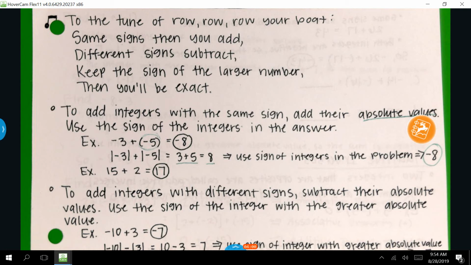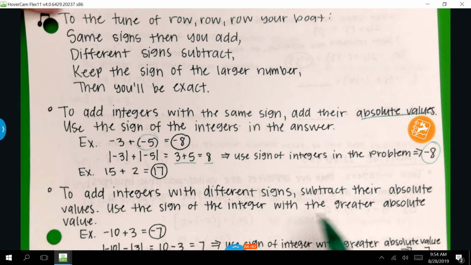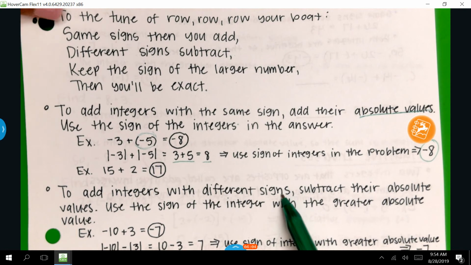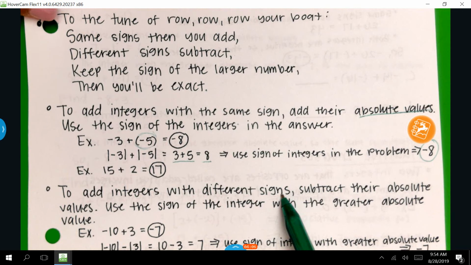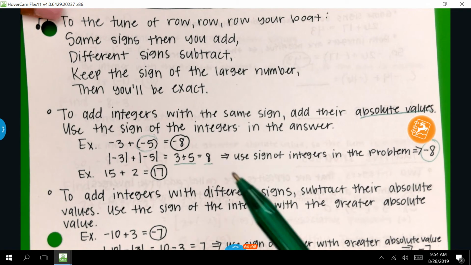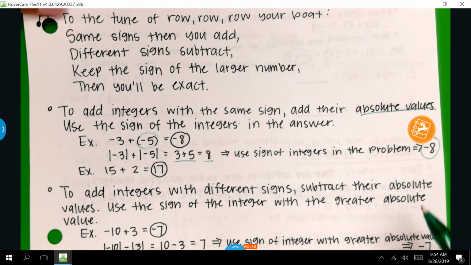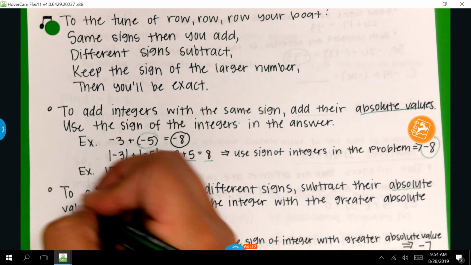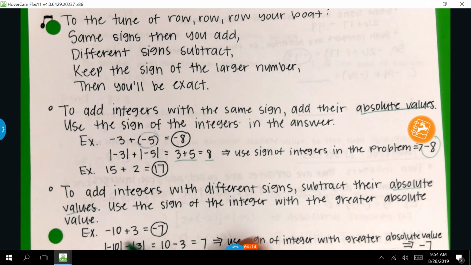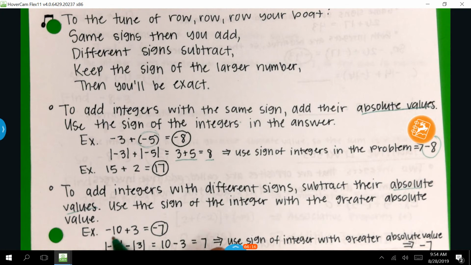Okay. That one's easy. If we're adding integers with different signs, that's when we're subtracting their absolute value. Up there in the song, it says different signs subtract. So if they're different signs, we're still subtracting that absolute value. So example, we've got -10 plus 3. They're different signs. One's negative, one's positive. So that means I'm subtracting their absolute values. So their absolute values are still 10 and 3. So 10 minus 3 gives me 7.